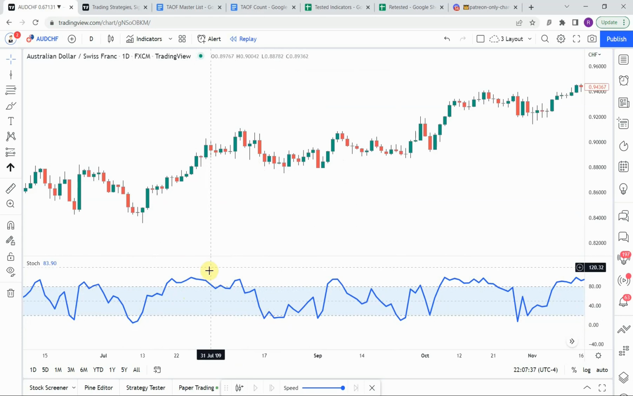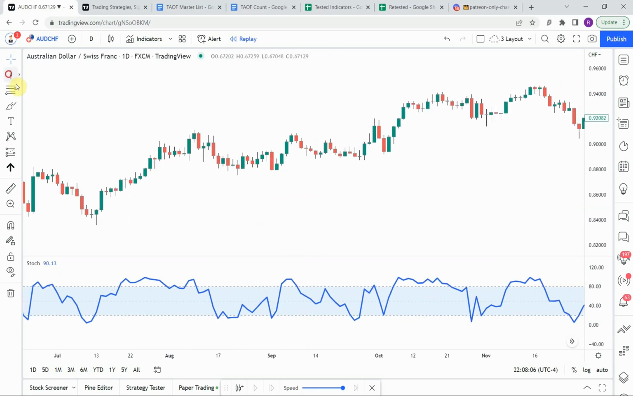And once it does that, we are then looking for it to cross back into this center zone. So for example, if it breaks up above here, above the 80, we are looking for it to cross then back down below that 80, and that would be a short signal. On the reverse side, when we get a break to the downside below that 20 mark, we are then looking for it to then cross back up above that 20 marker, and that would be a long signal.